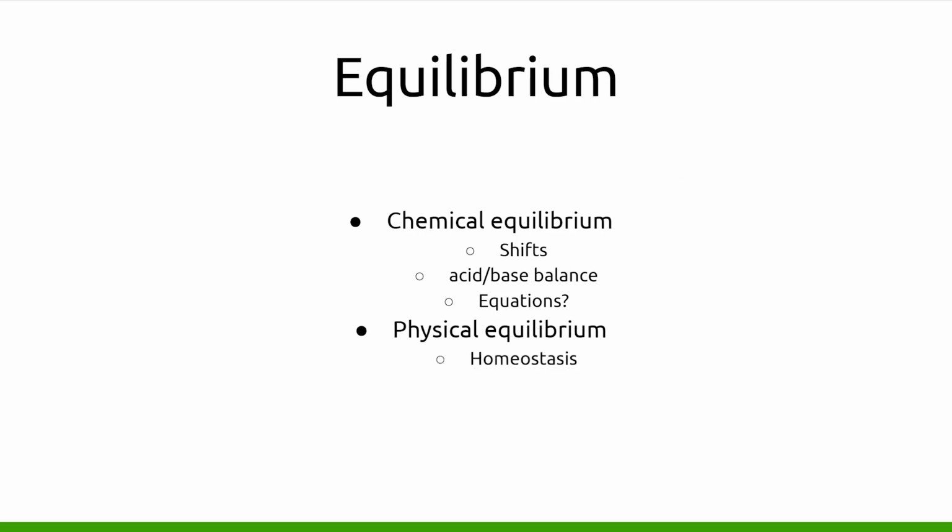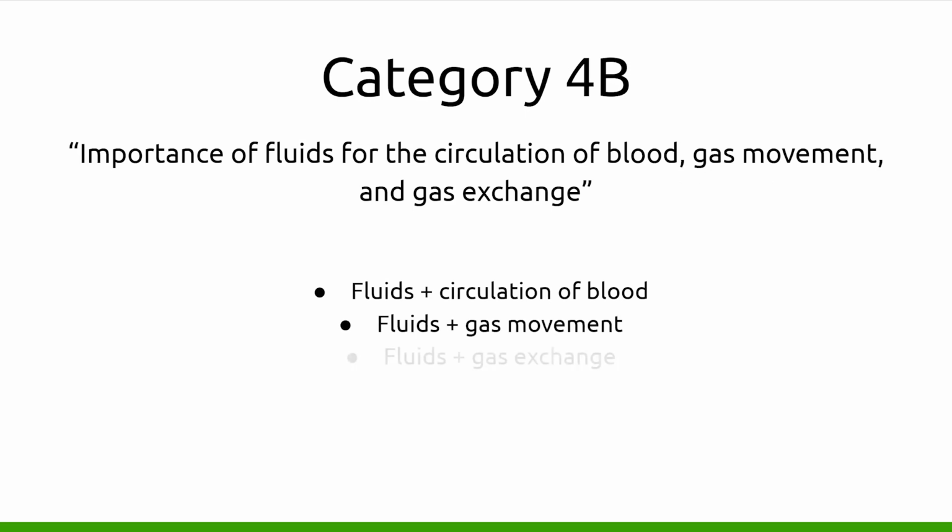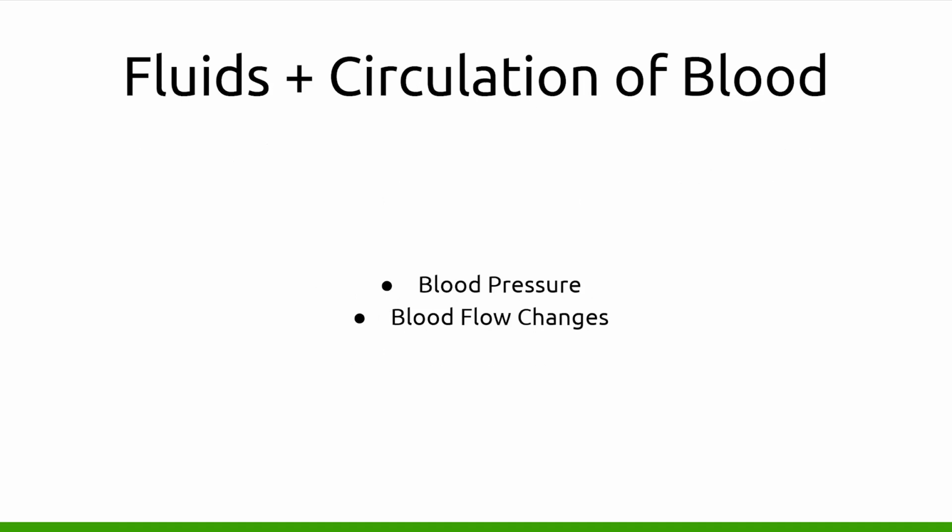So if we're thinking about a complex living organism, we're thinking about homeostasis, but there's also some other things. Anything else you can think about? Then there's content category 4B, where it says importance of fluids for circulation of blood, gas movement, gas exchange. So fluids plus circulation of blood, fluids plus gas movement, and then fluids plus gas exchange.